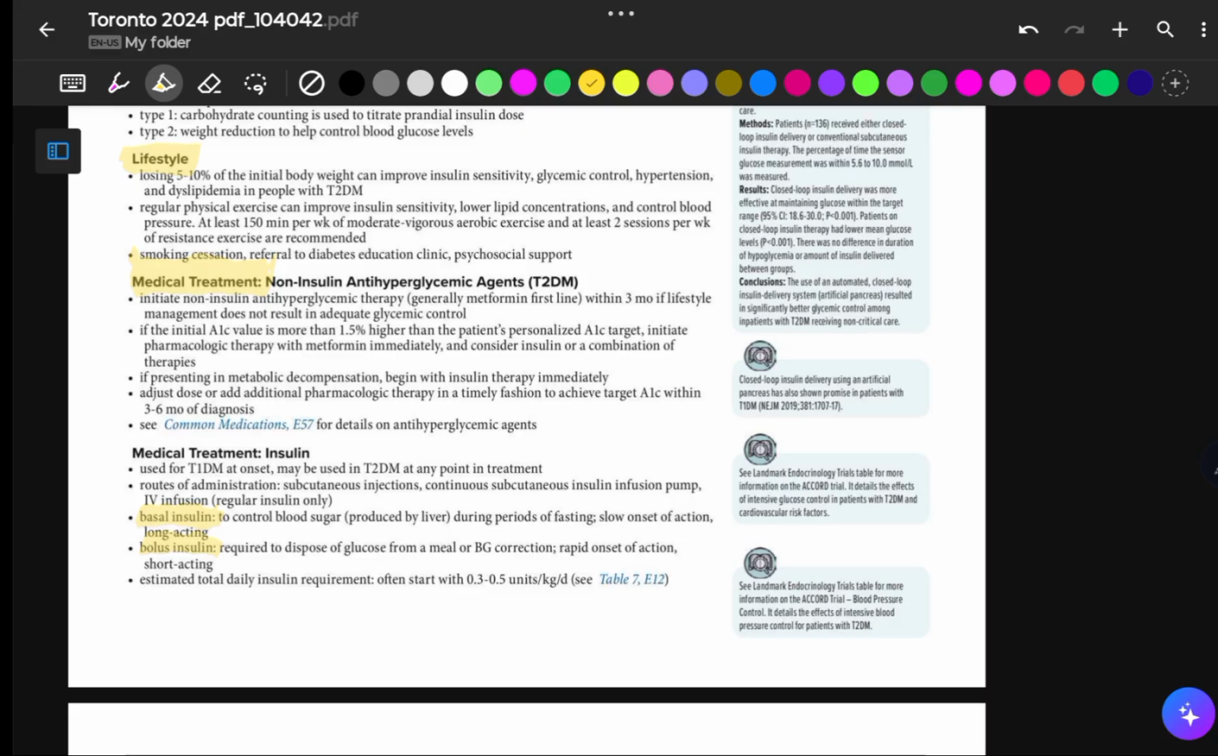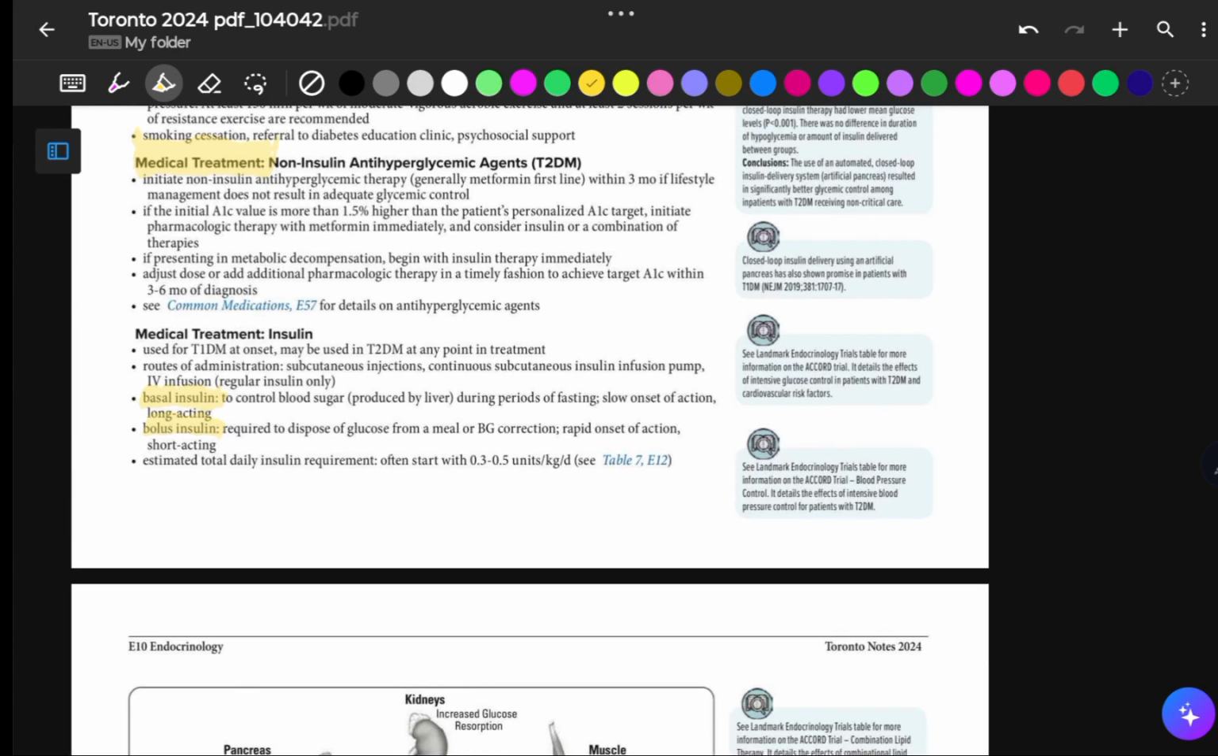So basal insulin is to control the blood sugar. It's produced by the liver during a period of fasting, and it has a slow onset of action and it's long acting. Sorry. So you have basal insulin, which is long acting and has a slow onset, and you have bolus insulin, which has rapid onset and is short acting.